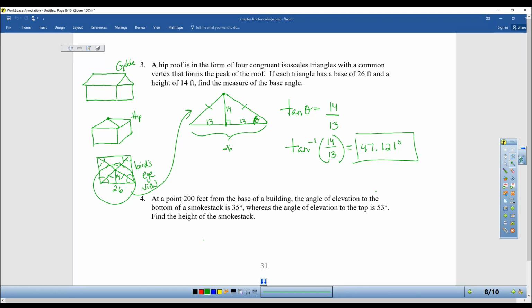So every once in a while, somebody says to me, why don't the 47 and 47 make 90? Remember, this looks like it's flat, but it actually is tilted up. So they don't have to make 90 because they're two separate angles, they're on an angle.